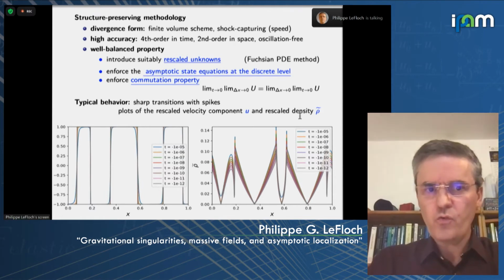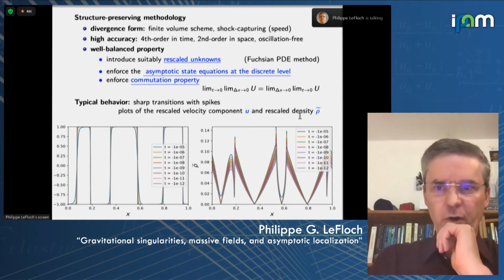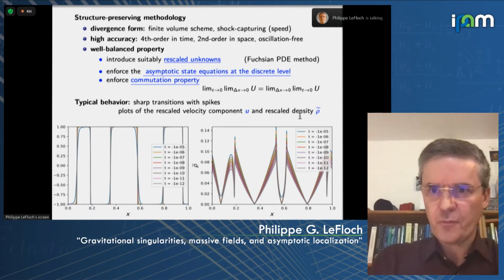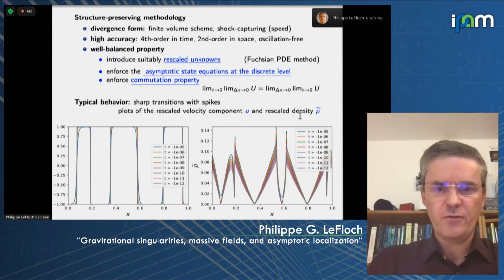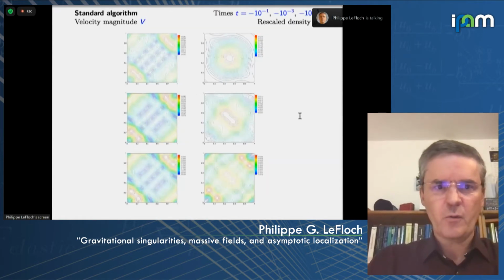And if you don't do all the rescaling I talked about before, and a specific construction that allows you to commute these two limits, you would not get this good agreement. And I'm going to try to illustrate that with a picture in 2D.